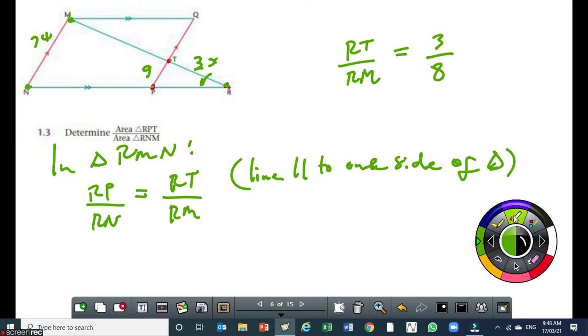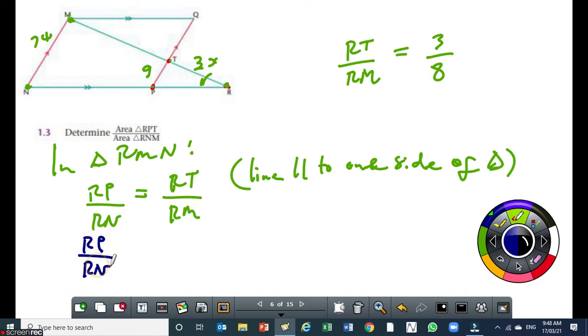Then my ratio of Rp over Rn is going to be equal to Rt, which is 3x, and my Rm is 8x. So the answer there will be 3 over 8. Okay? So the ratio of Rp over Rn is also 3 over 8.